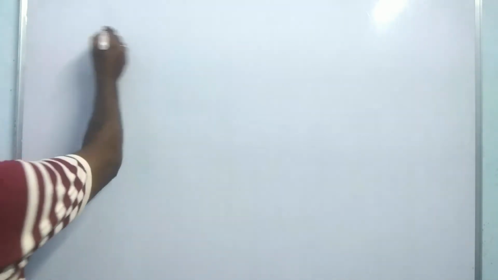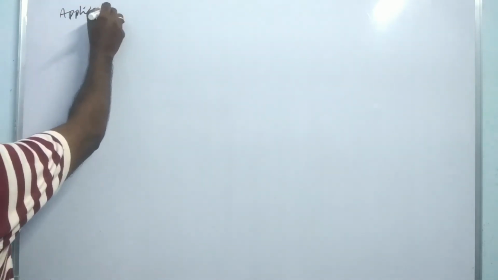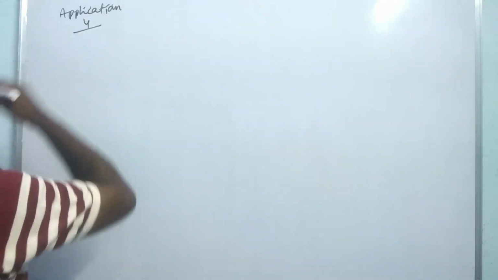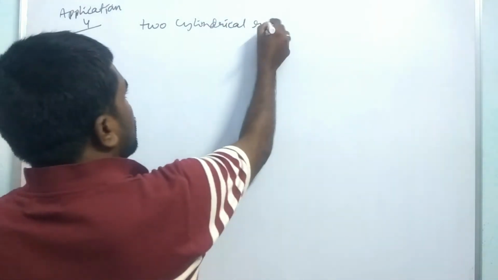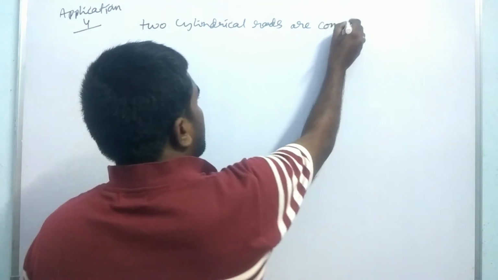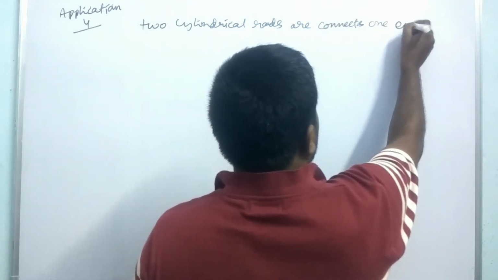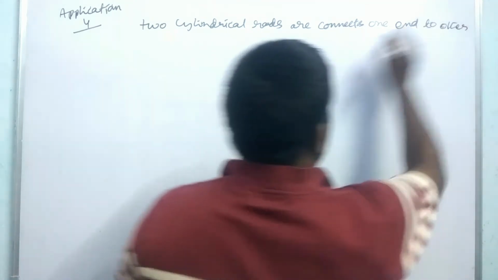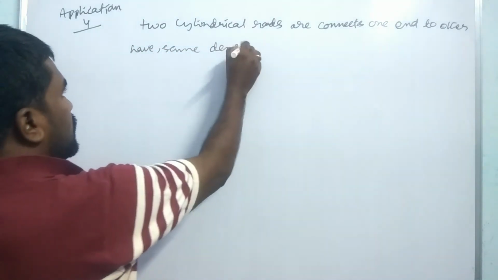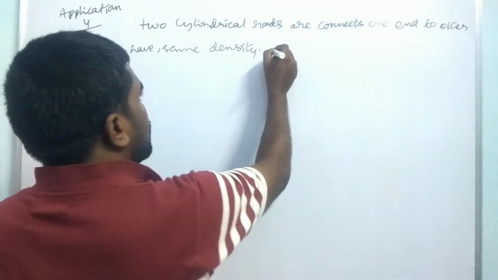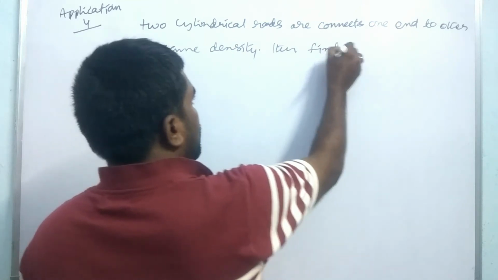You can find that. Two cylindrical rods are connected one end to the other, have the same density, then find the center of mass.